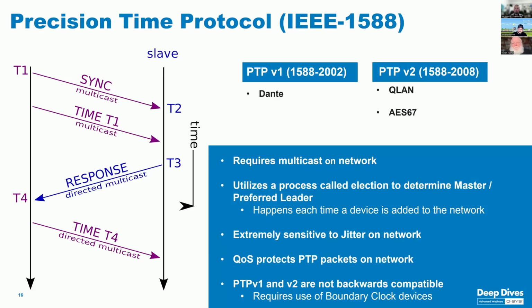And one of the biggest takeaways and things to keep in mind is that PTP version 1, i.e. Dante, and PTP version 2, which would typically be AES67, those two things are not backwards compatible. So like mentioned before, what that means is there has to be what's called a boundary clock that exists on the network, as well as devices that speak version 1 and version 2. There's an internal boundary that occurs between the software layers of that PTP clock generation and clock following.